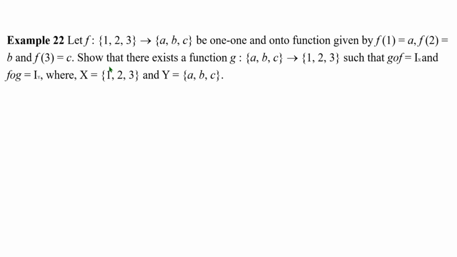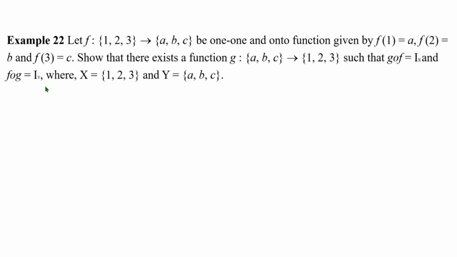So here it is given f is a function from the set 1, 2, 3 to the set a, b, c. It is 1 to 1 and onto, and it is given by f of 1 is equal to a, f of 2 is b and f of 3 is c. So we have to show that there exists a function g from the set a, b, c to the set 1, 2, 3 such that g of f is equal to ix, that is the identity function on x where x is 1, 2, 3, and f of g is equal to iy, that is the identity function on y where y is equal to a, b, c.